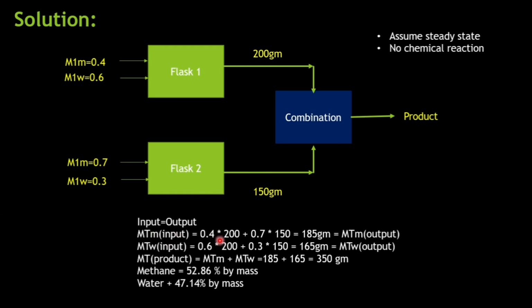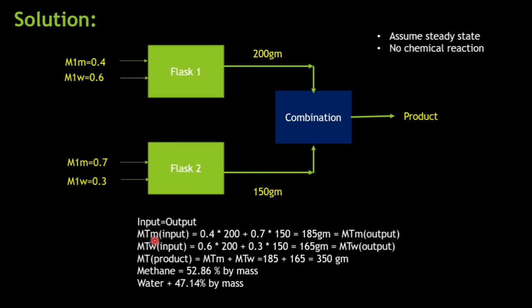Now input is equal to what? How much percentage is given to me? 40%. So 0.4 multiplied by 200, the gram amount. So 0.4 into 200 plus 0.7 of the weight for flask 2. But first we'll be talking about methanol. This is the input only for methanol.